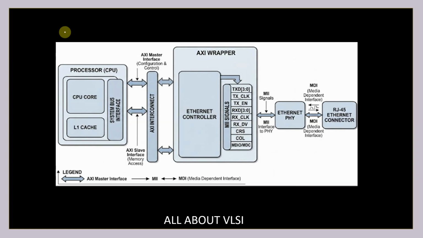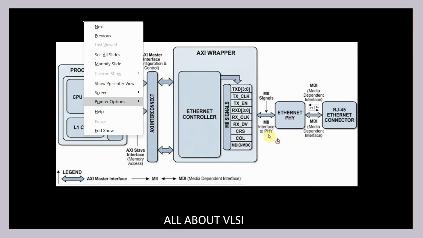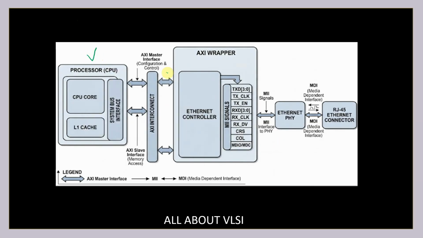In this particular video, we are going to refer to the architecture which we are going to design. Basically, we are going to design an Ethernet MAC controller, and this is what we are going to design. If you carefully observe this architecture, we are going to have our CPU or the processor, and from this processor, we are going to have the Ethernet controller. This is what we are going to design, right?